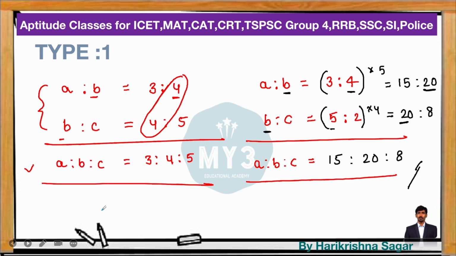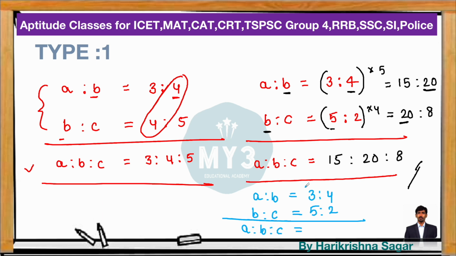The trick to use when converting the splitted ratio into unique ratio is this. We have A is to B given as 3 is to 4 and B is to C given as 5 is to 2. To get the final result of A is to B is to C, simply follow the rule. To get A value, just multiply the first terms: 5 into 3 is 15. To get B value, just multiply the cross terms: 5 into 4 is 20. To get C value, multiply the last terms: 4 into 2 is 8. So you will get a final result as 15 is to 20 is to 8. Hope you are able to understand what I am trying to convey.